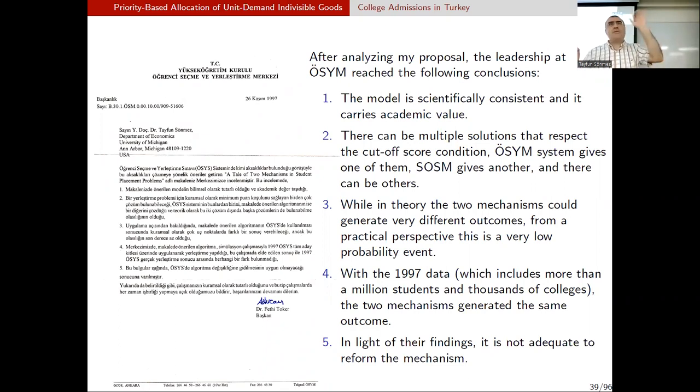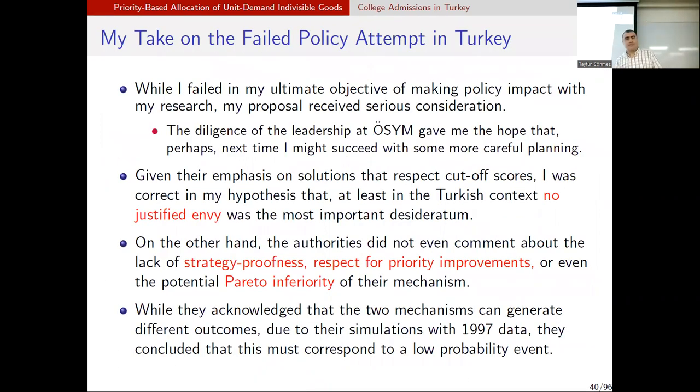And the basis of that claim is the following. They said, we ran this with 1997 data and your procedure gives exactly the same outcome. So we understand you have examples where they are different, but it seems like a rare case. So in light of this, there's no need to change anything. Okay. So what did I learn from this? First of all, I was happy that my proposal received serious consideration. So the diligence of the leadership gave me the hope that perhaps next time I might succeed with more careful planning.